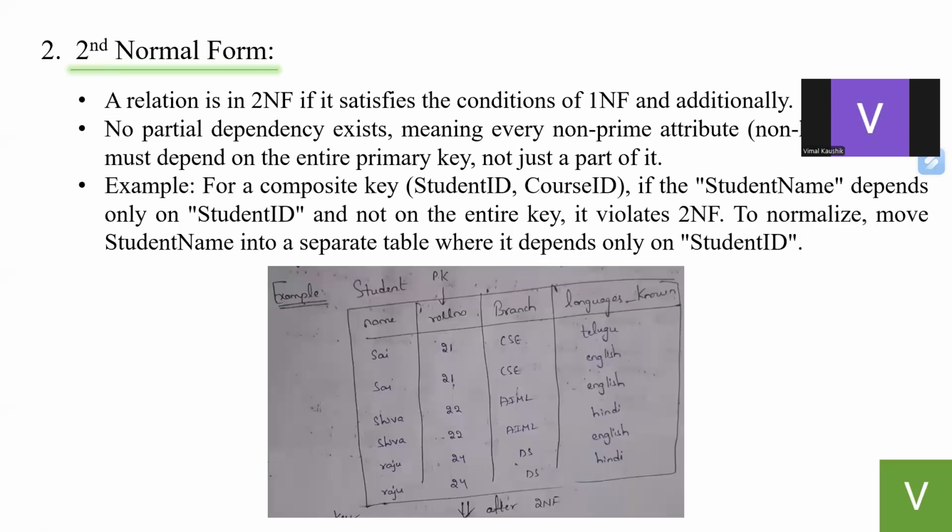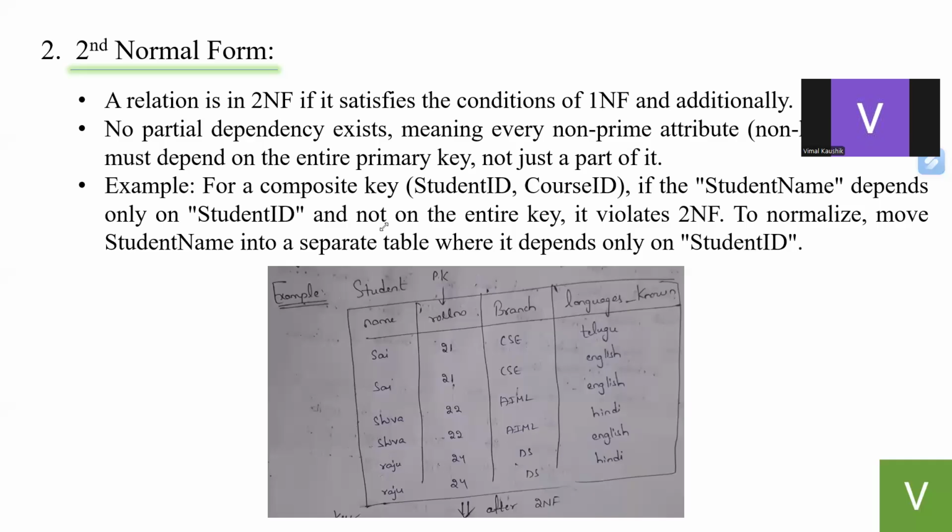Now let us look into the second normal form. A relation is in 2NF if it satisfies the condition of 1NF and additionally no partial dependency exists. So what is no partial dependency? It means every non-key attribute must depend entirely on the primary key attribute. So consider this image where we have four different fields or columns. In this, roll number is the primary key attribute. The remaining, name, branch and languages known, are non-primary key attributes.